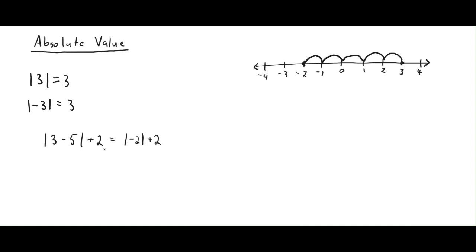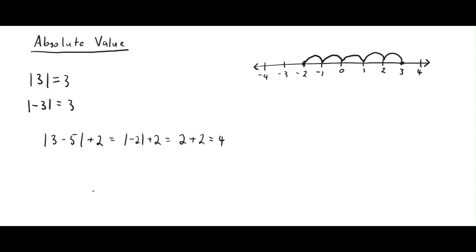Okay, so back to our problem. 3 minus 5 in absolute value brackets, then plus 2. First I got to do the brackets, and then this minus 2 is within absolute value brackets, so it becomes plus 2. And then I still have my other plus 2. So altogether that works out to be 4.